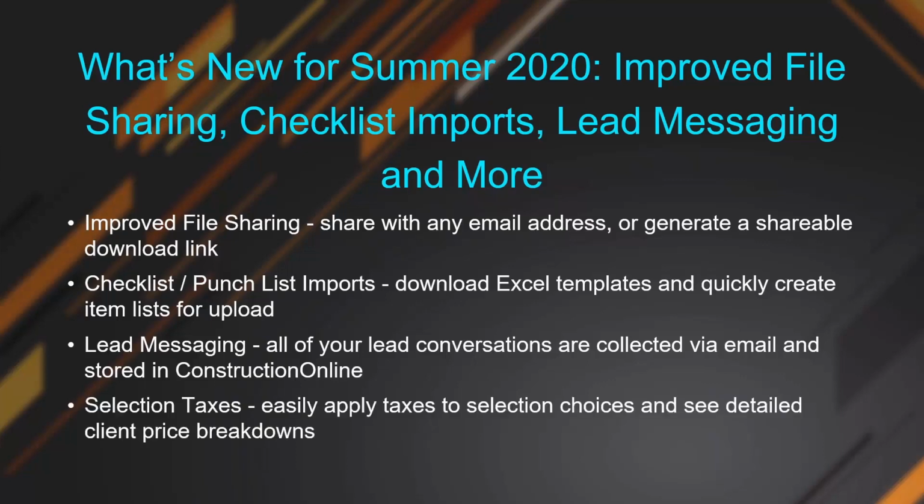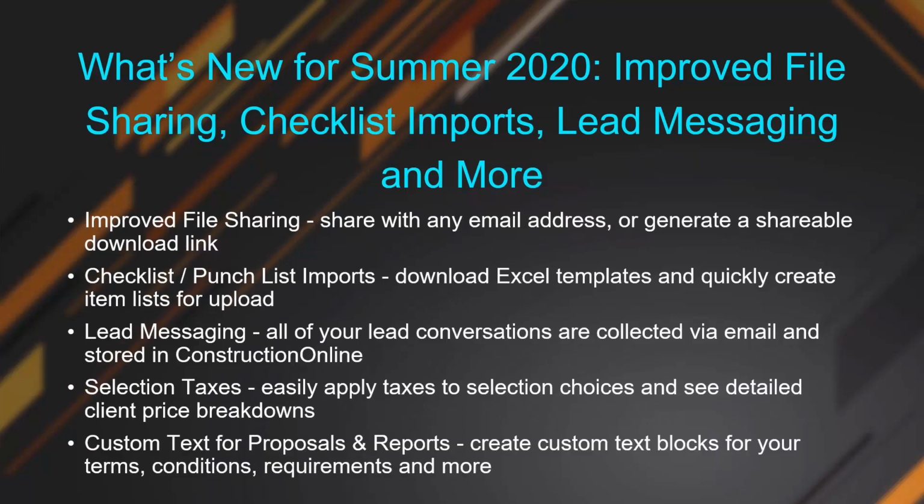We'll be looking at selection taxes. So you'll be able to actually apply taxes to your selection choices and then see a detailed price breakdown both from your side and from the client side on how those taxes impact the amounts for your selections. And finally, we'll take a look at the brand new custom text for your proposals and reports, which will allow you to create custom text blocks that would detail things like your terms, conditions, requirements that you may want to have appear on these documents. So that's just a sneak peek of what we'll be covering today, along with a handful of other new features. We're really excited to jump in.